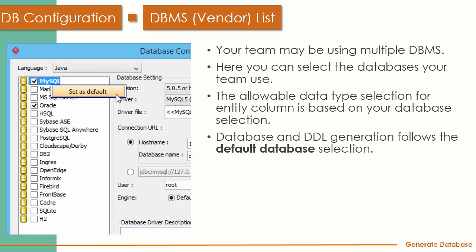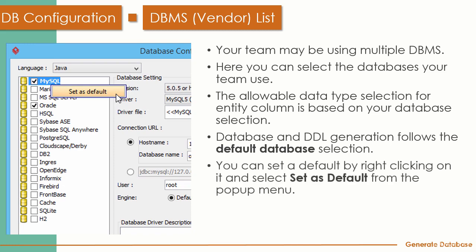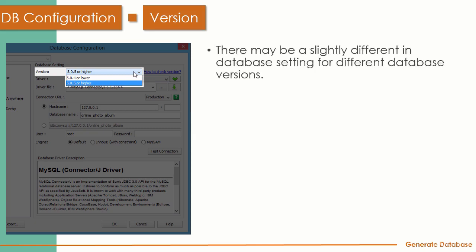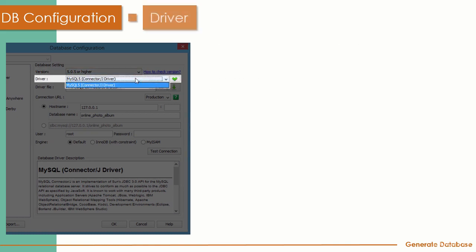The database DDL generated syntax is based on the default database option. You can right click on the database and set it as a default using the pop-up menu. And then on the right hand side of the screen, you will see the version. You pick the version closest to the database engine you use. Visual Paradigm keeps supporting the latest version of the database engine, so keep updating your Visual Paradigm to get the best option. Choose the right version, and then you pick the driver.